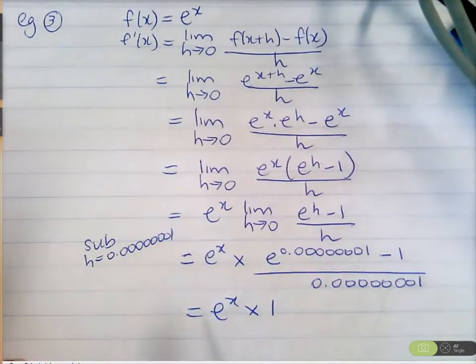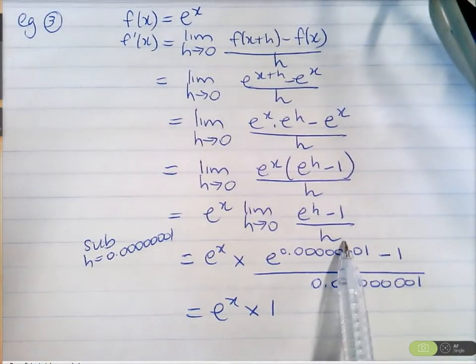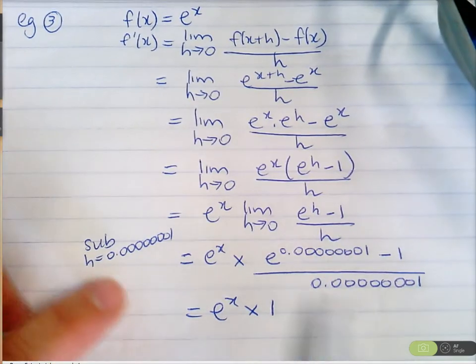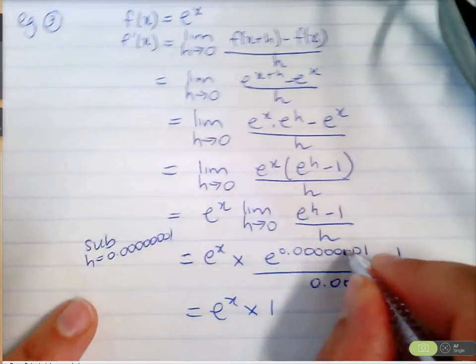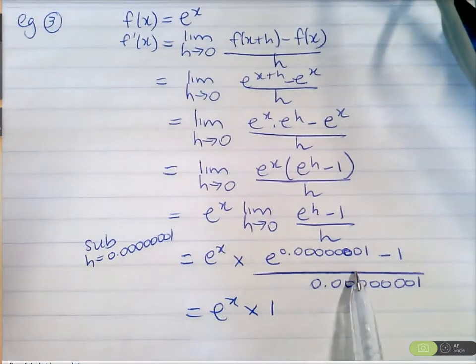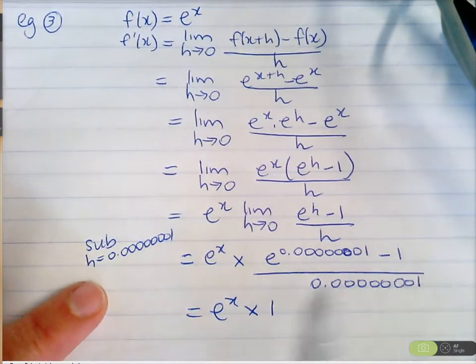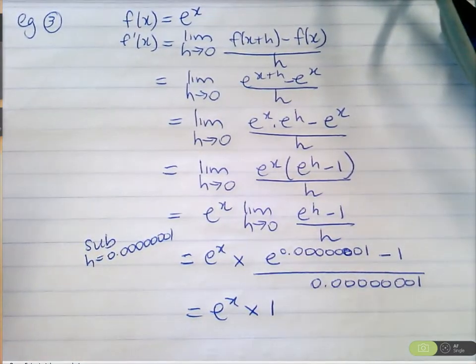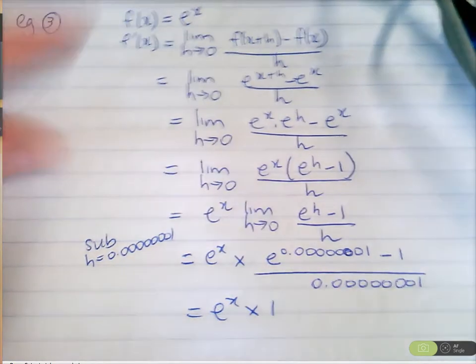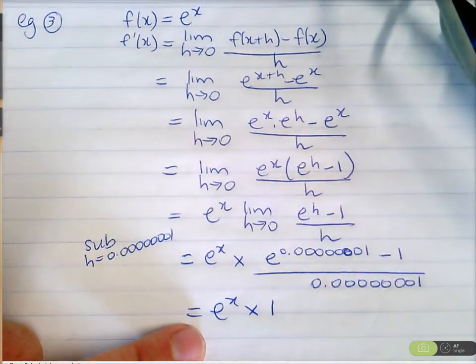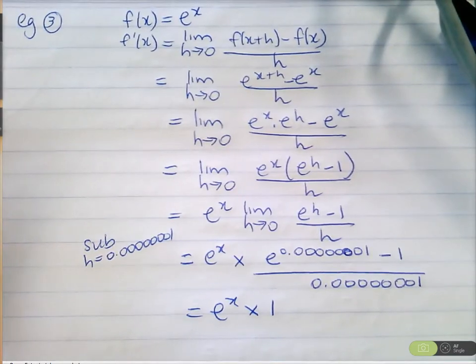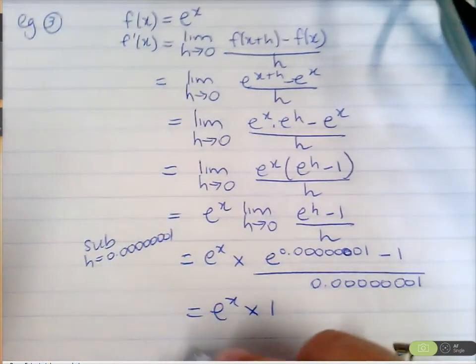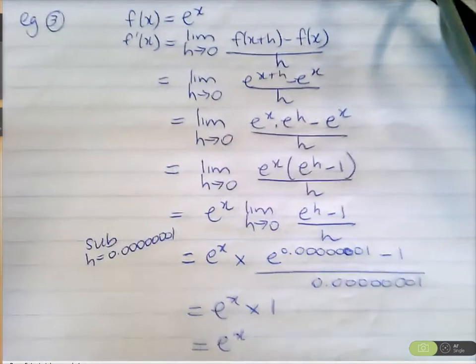Limit as h approaches 0, you can't sub h is 0 in there, you would get undefined. You put the smallest value of h that your calculator will let you do, minus 1 over that, and you get 1. So therefore, the derivative of e to the x is e to the x times 1, which is e to the x. And that's our rule for today.